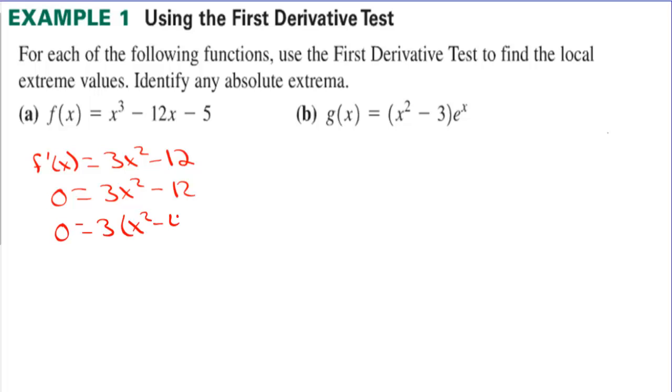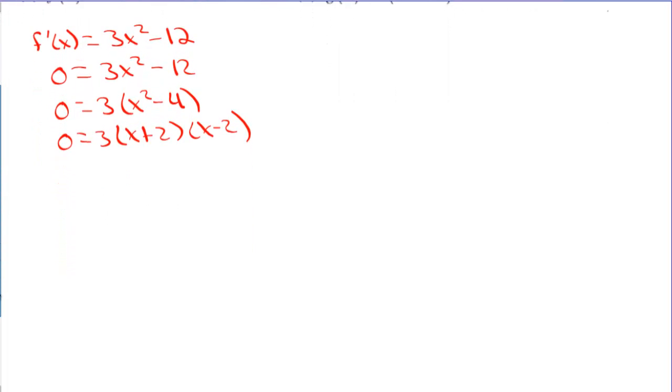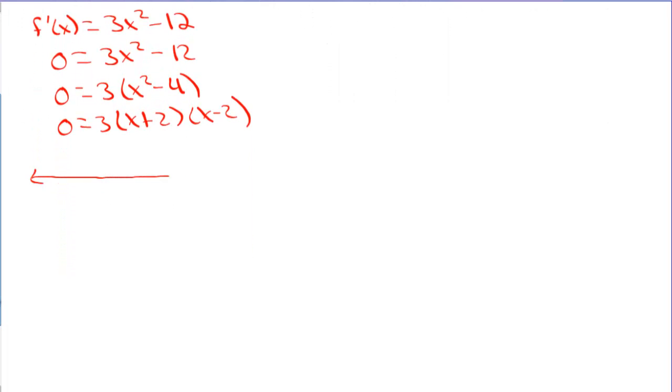We get x squared minus 4. 0 equals 3 times x plus 2, x minus 2. So we have some possible extreme values at positive and negative 2. Let's throw those on a number line. We have negative 2 and 2 as possible mins or maxes. Then we test values around these values. So negative 3, 0, and 3.